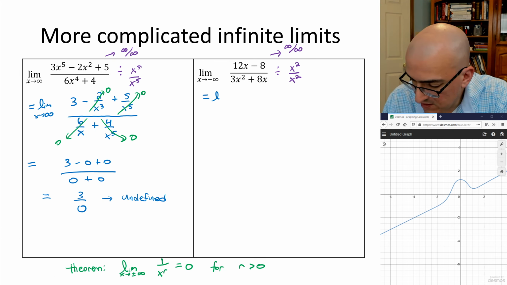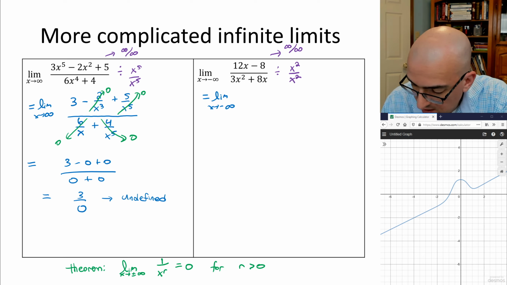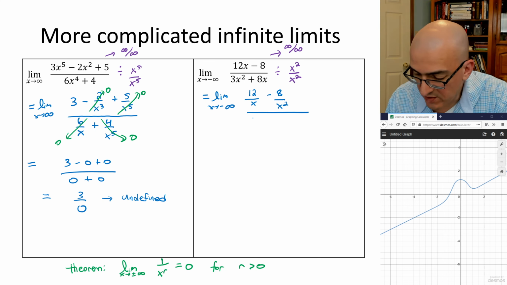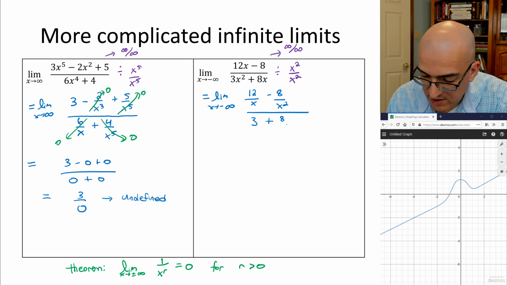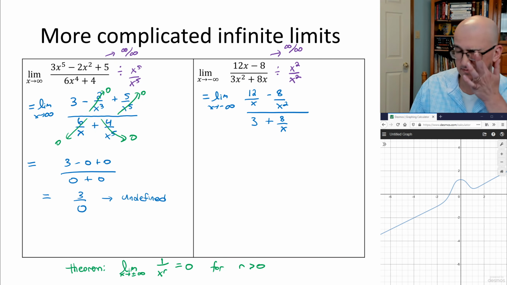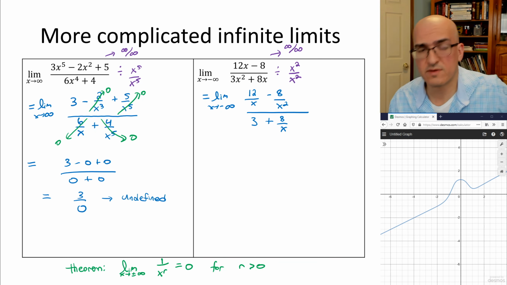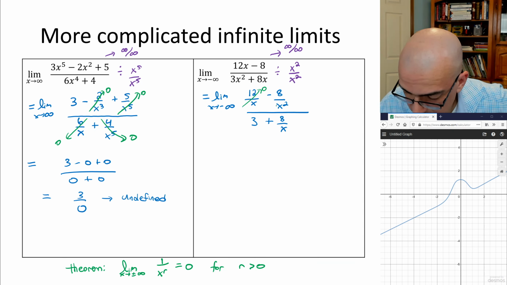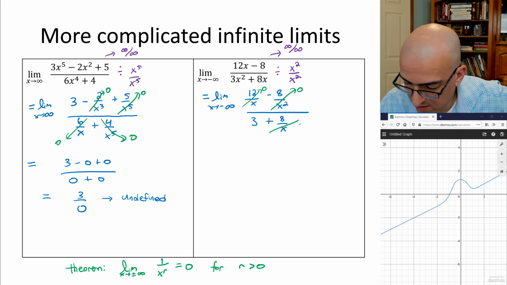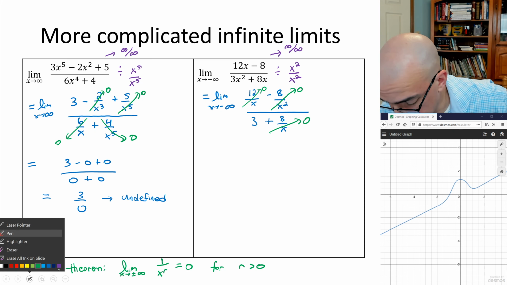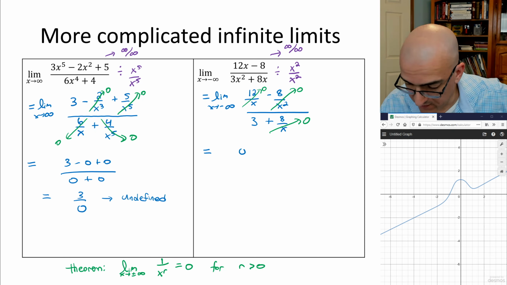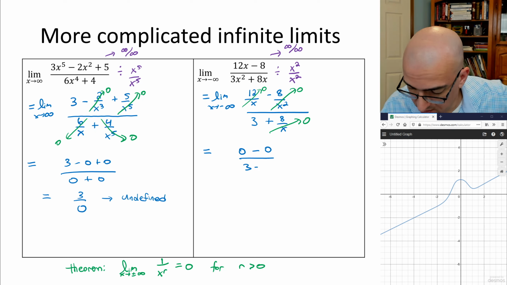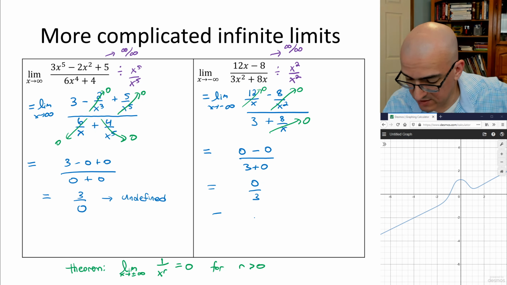Okay, so limit as x approaches minus infinity of (12x over x squared, so 12 over x, minus 8 over x squared) all divided by (3x squared over x squared, which is 3, plus 8x over x squared, which is 8 over x). Now we apply the theorem at the bottom. Both pieces on top get turned into 0. The last piece on the bottom gets turned into 0. What do we have left? We have 0 minus 0 over 3 plus 0. We have 0 over 3, which is 0.